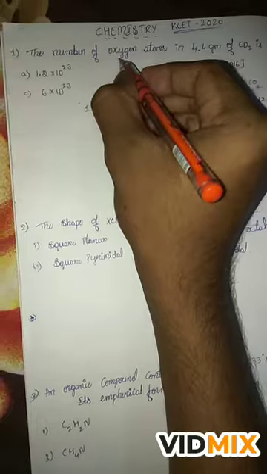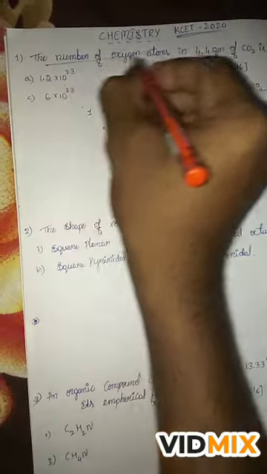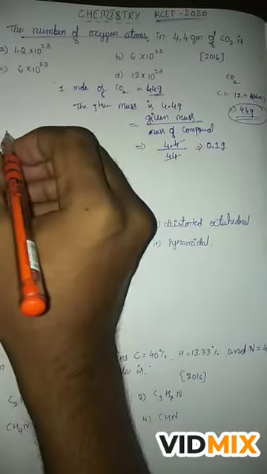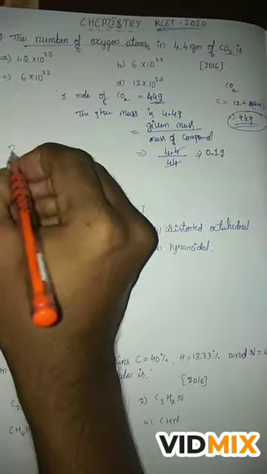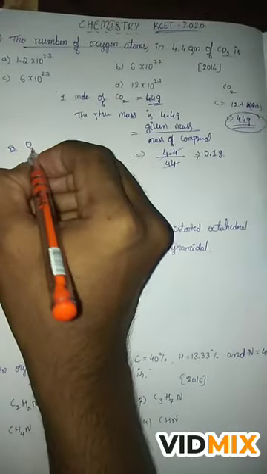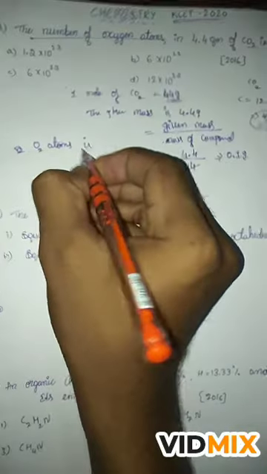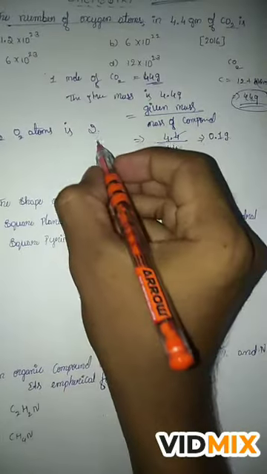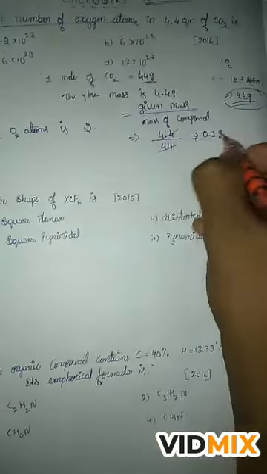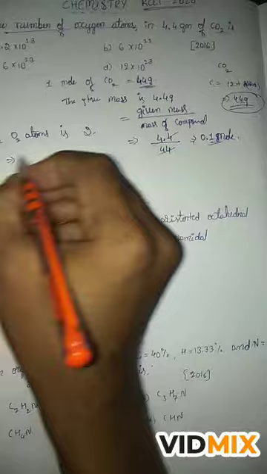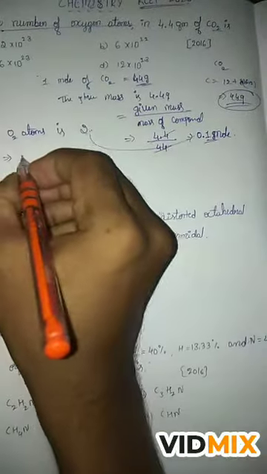Now he is asking to calculate the number of oxygen atoms. How many oxygen atoms are there? The number of oxygen atoms is 2, therefore 2 times this mole. On multiplying we get 0.2.